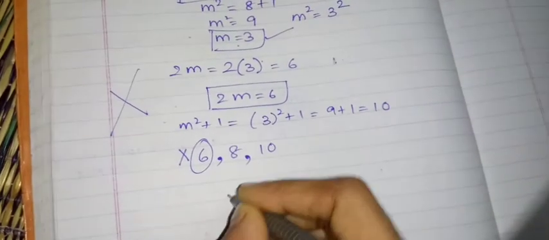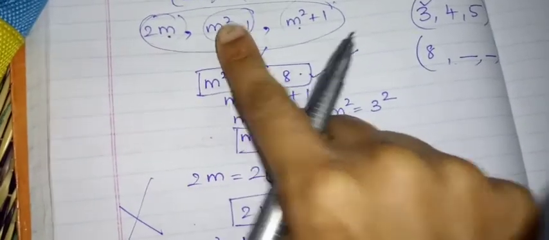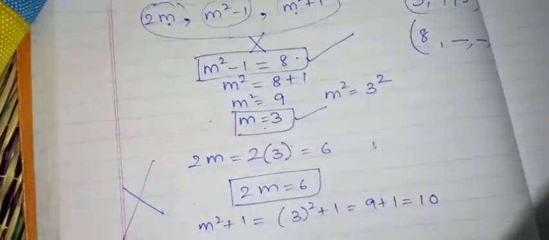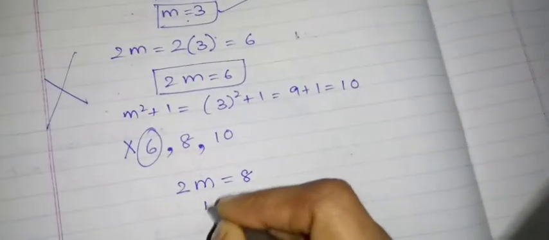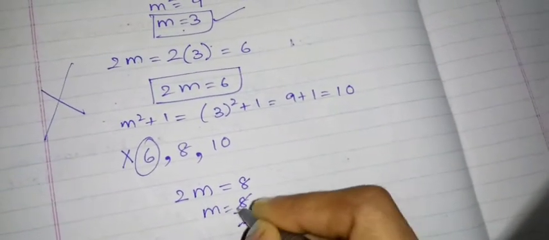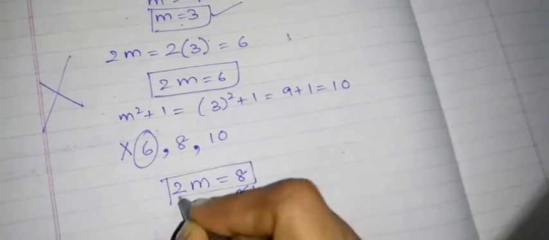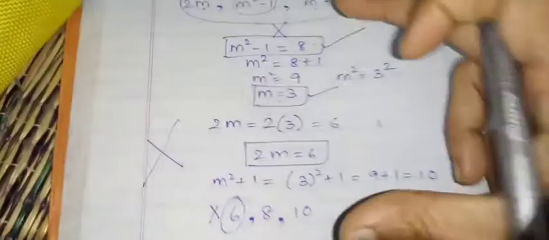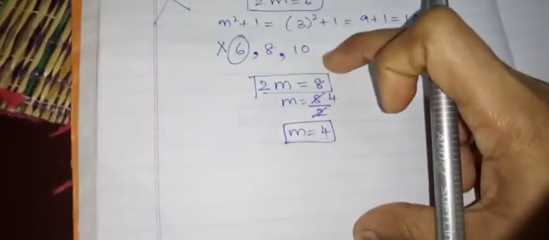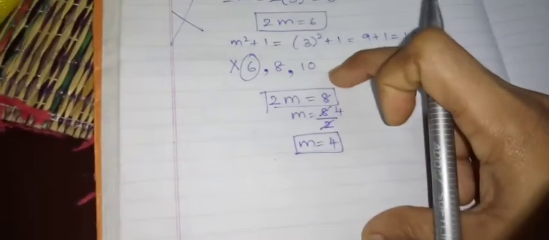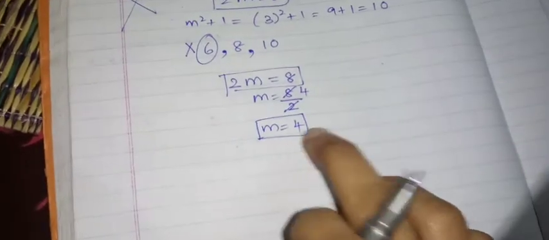So what is the smallest member actually? 2m. The first value is the smallest, then the next smallest, and so on. So 2m is 8, so m is equal to 8 by 2, which is 4. Now I got the value of m. So 2m value is 8. Now I should find m square minus 1 and m square plus 1. Why are we finding them like this? Because the earlier assumption is wrong. That's why we go to the next assumption, taking 2m is equal to 8, so m is equal to 4.